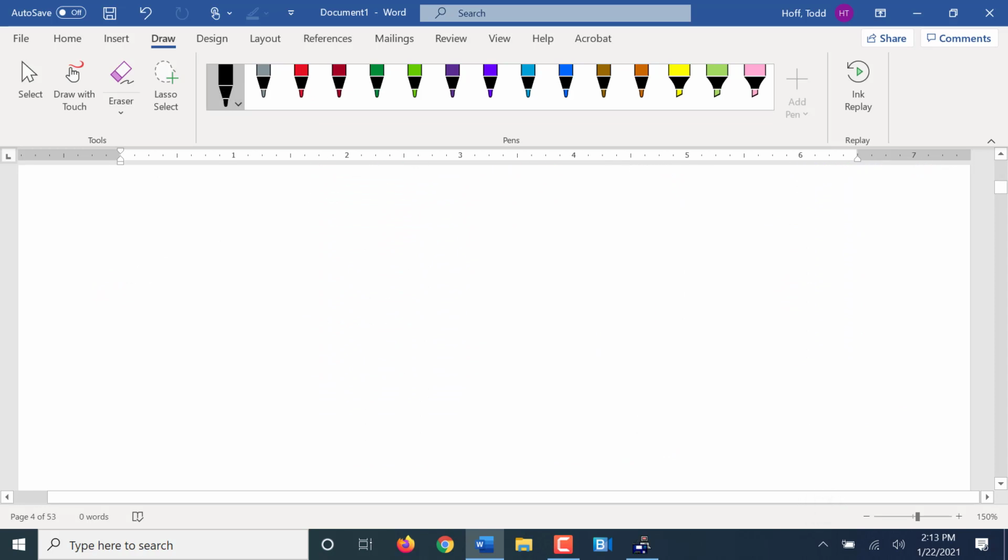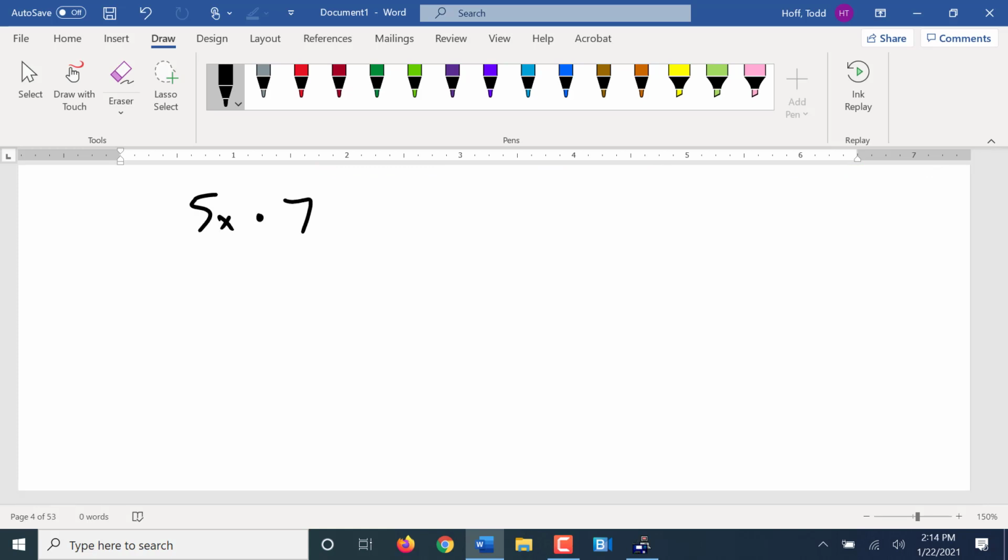Okay, so next let's look at multiplication. When we multiply, we combine the counts. 5 times 7 is 35, and then we also combine the names. What's x times x? X squared.